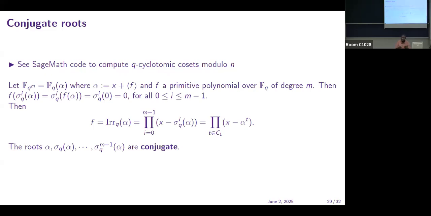Which is the relationship between the q-cyclotomic cosets and the factorization into irreducible factors of the polynomial x power n minus 1? That is our question. Let us explain the answer to this question, which is given by this.